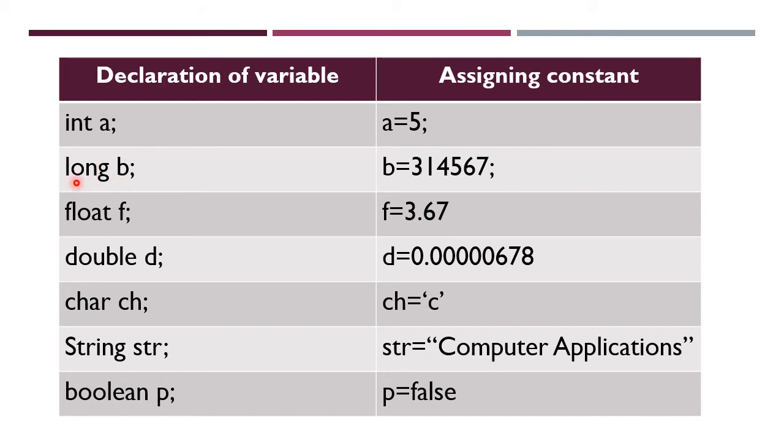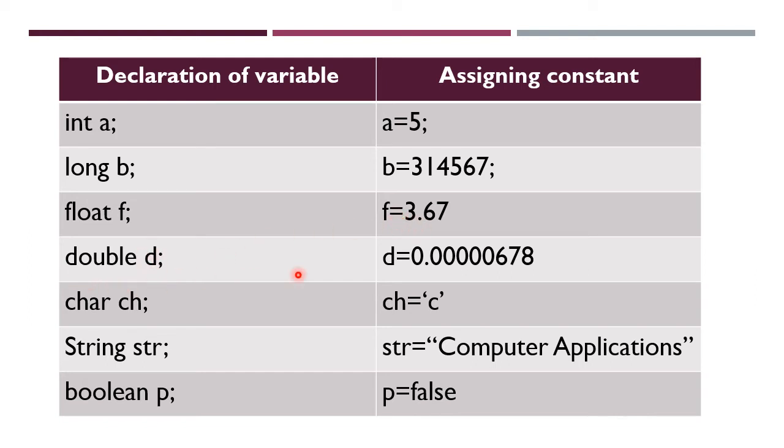Next one, long b. Long is a data type here, b is the variable name. For longer integers we will use this long data type. b is equal to some large value we have given here, so we have assigned it by using the assignment symbol. Float f. f is a float type variable. f is equal to 3.67. We are assigning a floating value to variable f by using the assignment symbol.